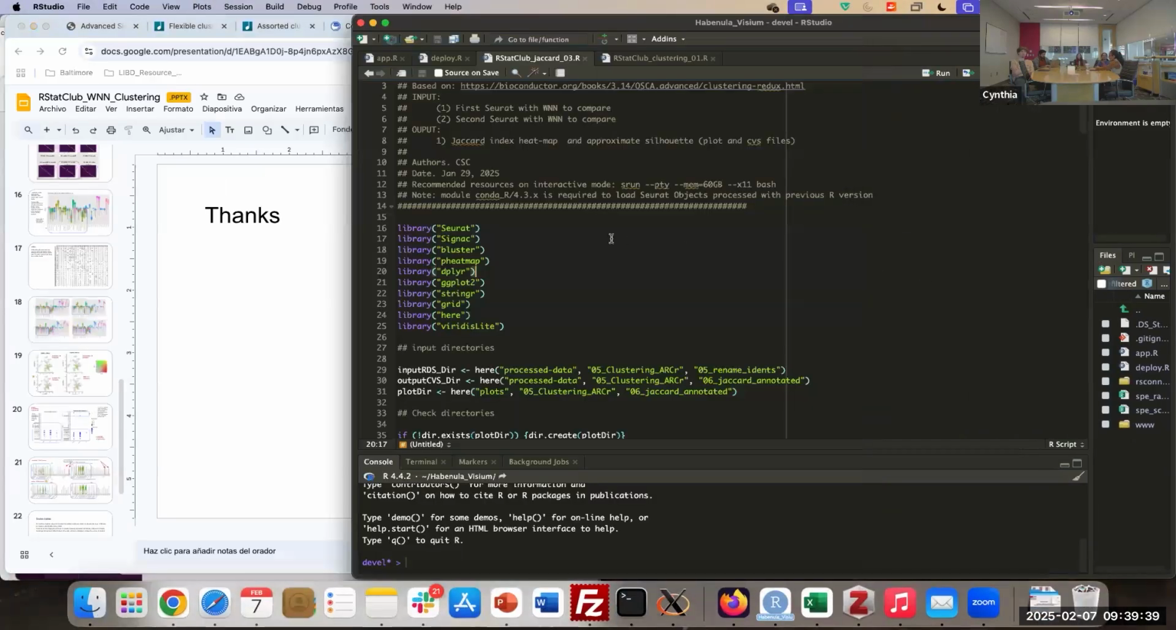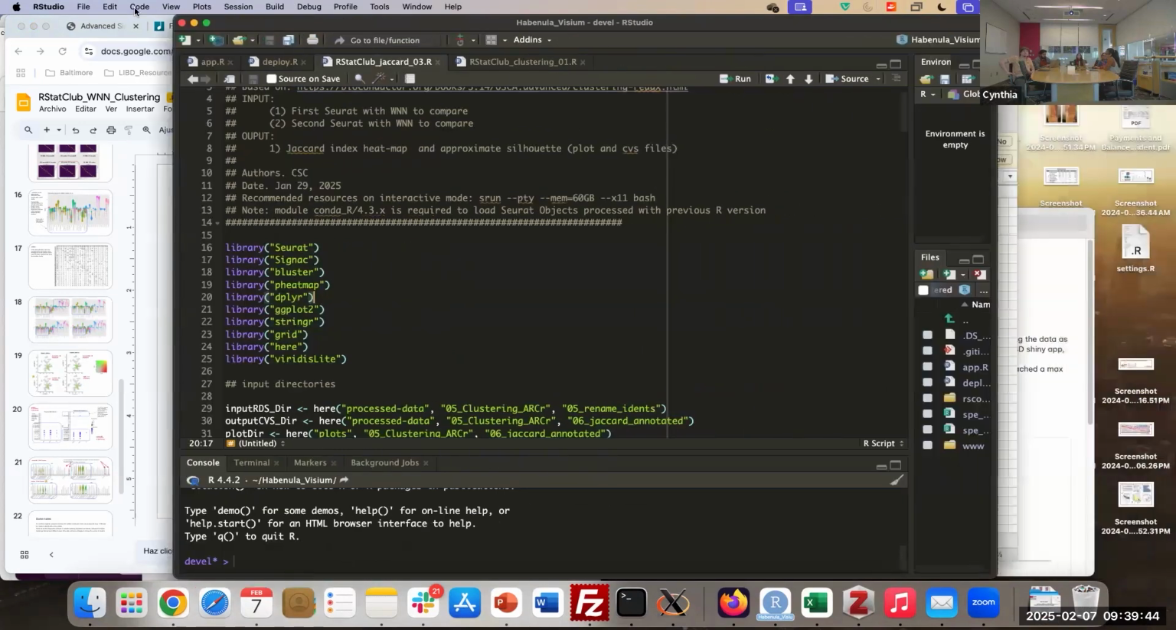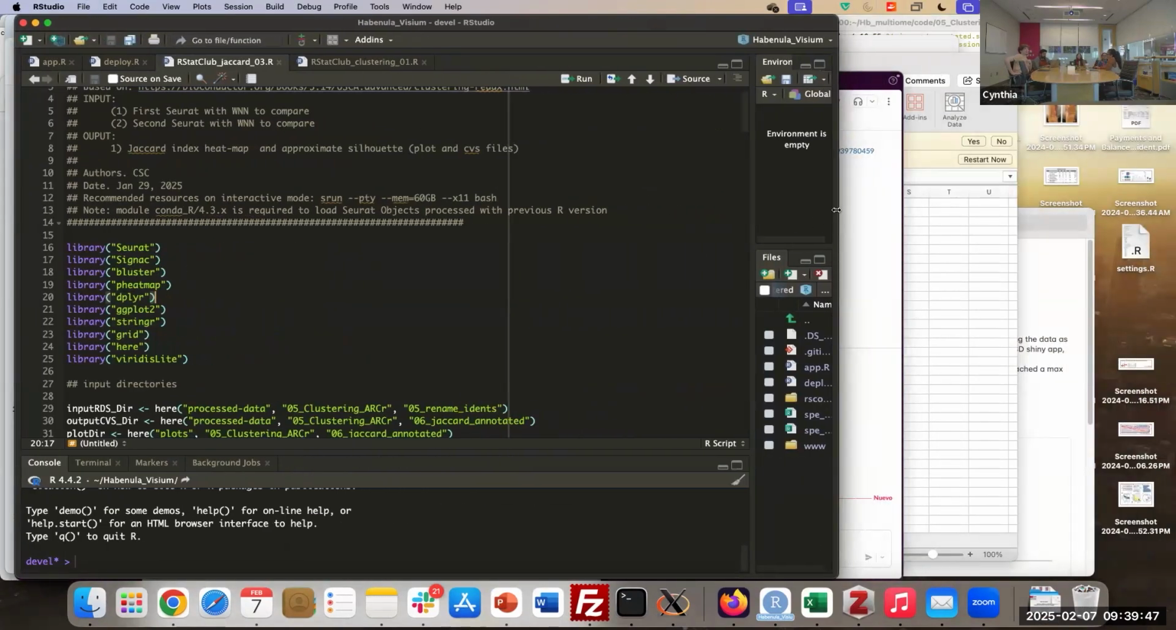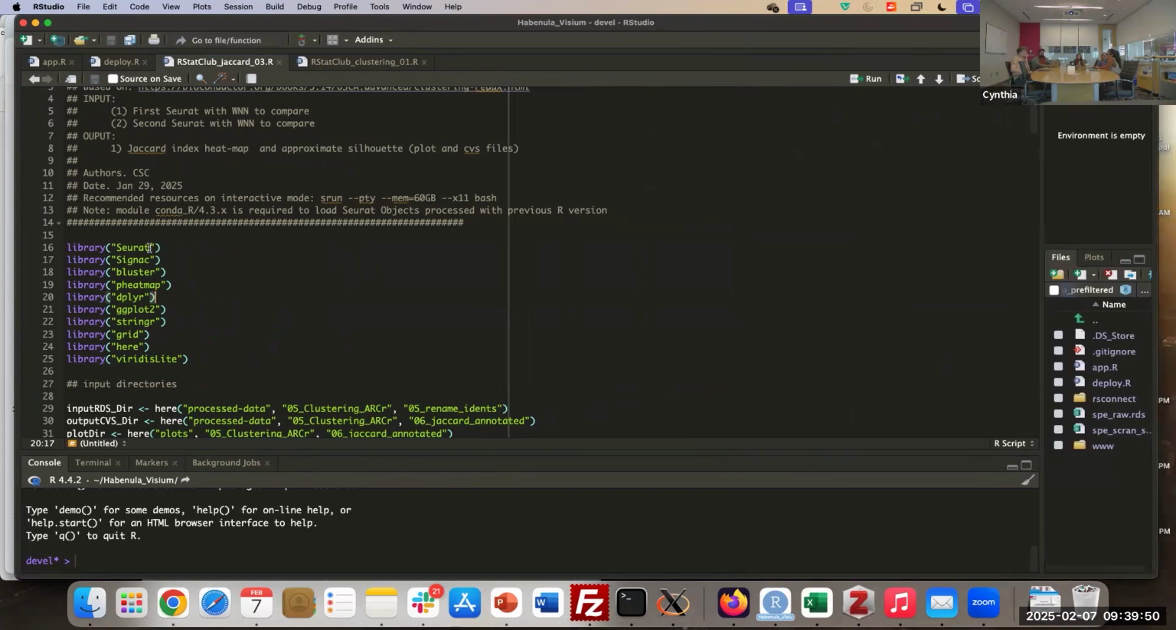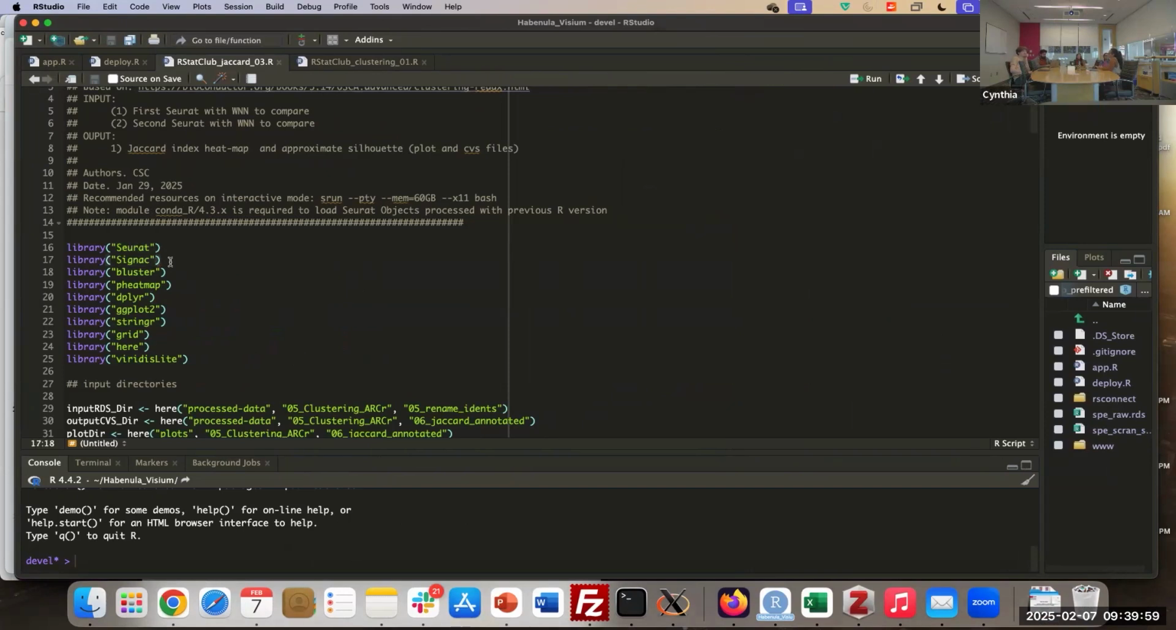And well, I'm going to briefly explain two or three of the relevant steps, not all the code. The object is a Seurat object that integrates the chromatin accessibility information with the snATAC. The Seurat network is computed with Seurat functions, and we use Bluster, particularly to make the Jaccard index and to compute the silhouette approximation. And all the other packages are just to manipulate the data.